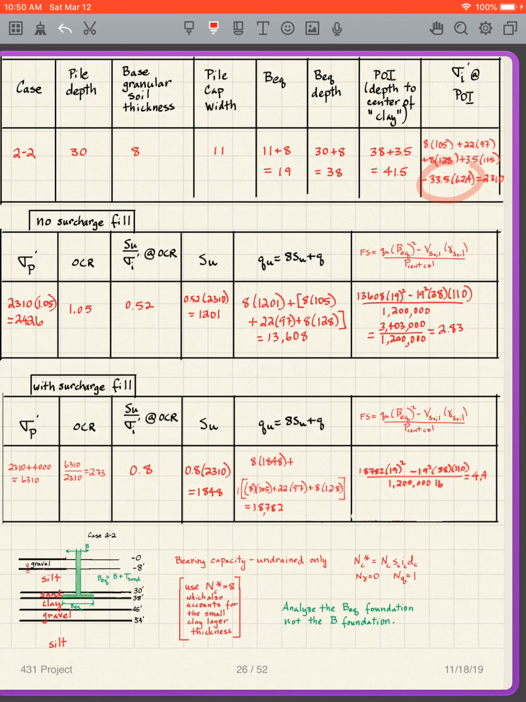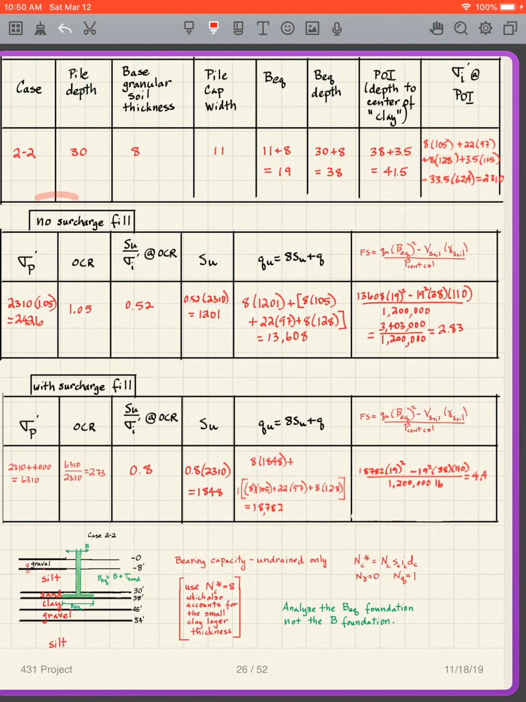And then we have the water table. So we subtract off the pore pressure, 33.5. Because the water table's at 8 feet, we're 33.5 below that. And so we get a sigma prime I of 2310.